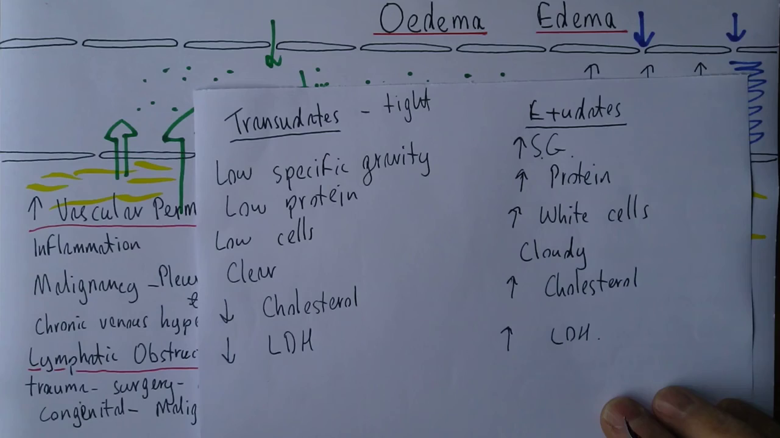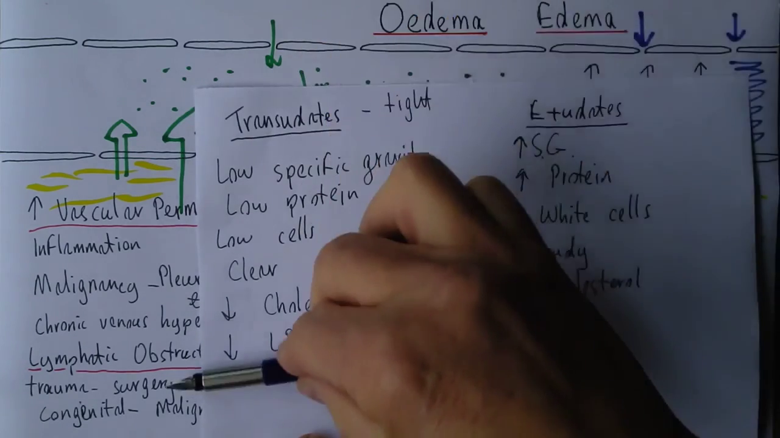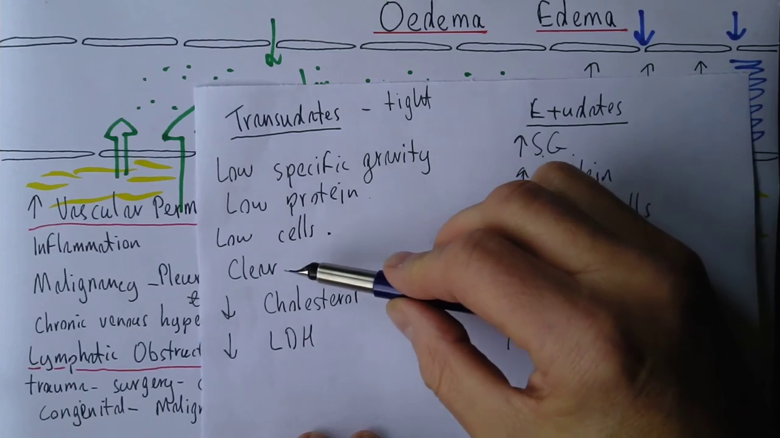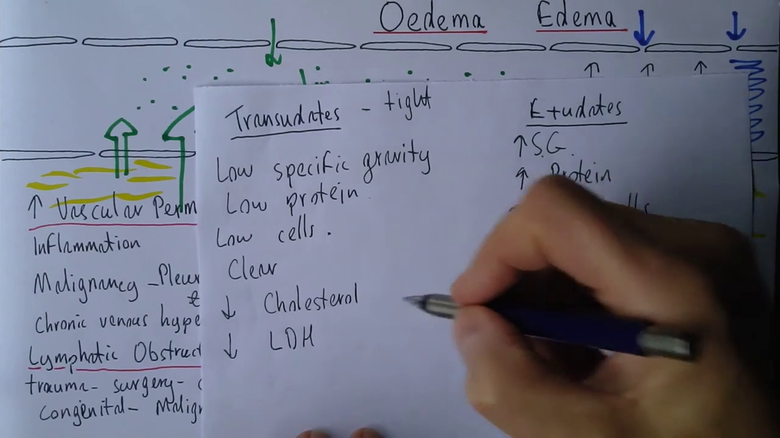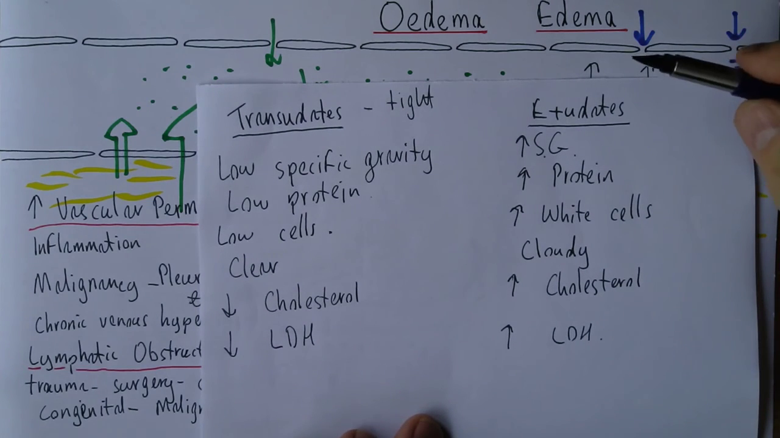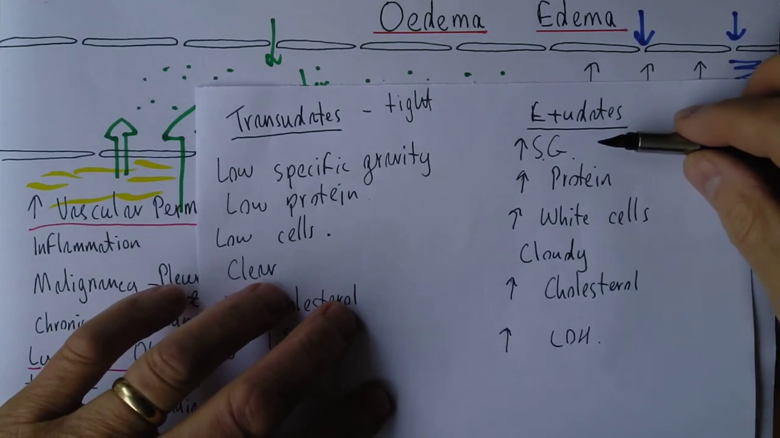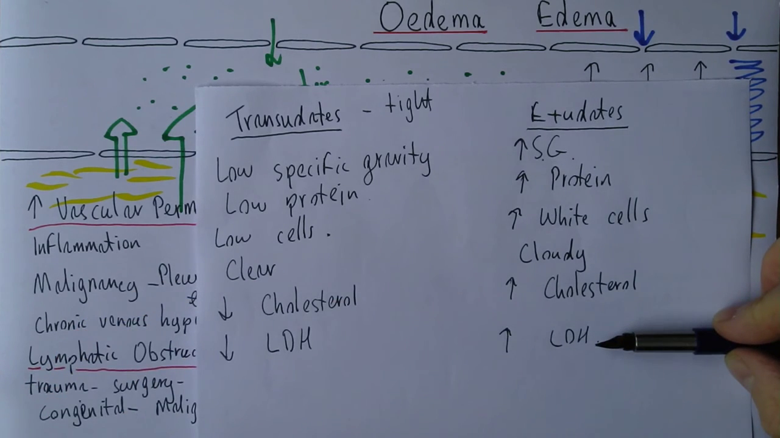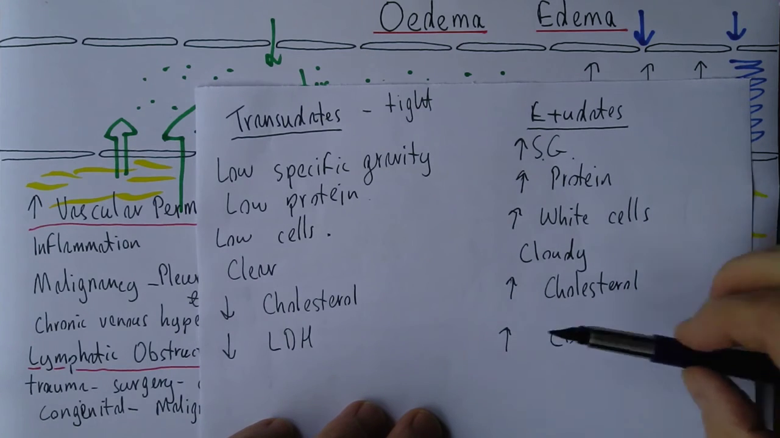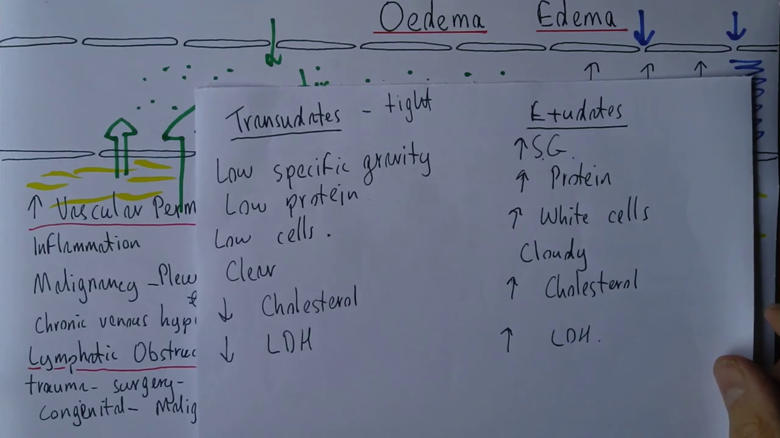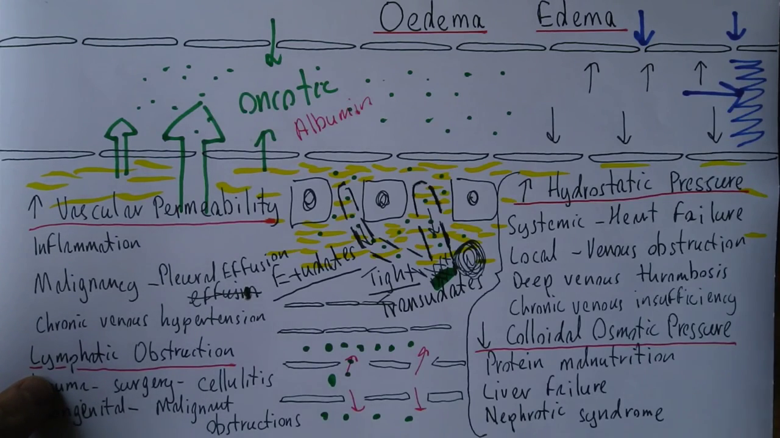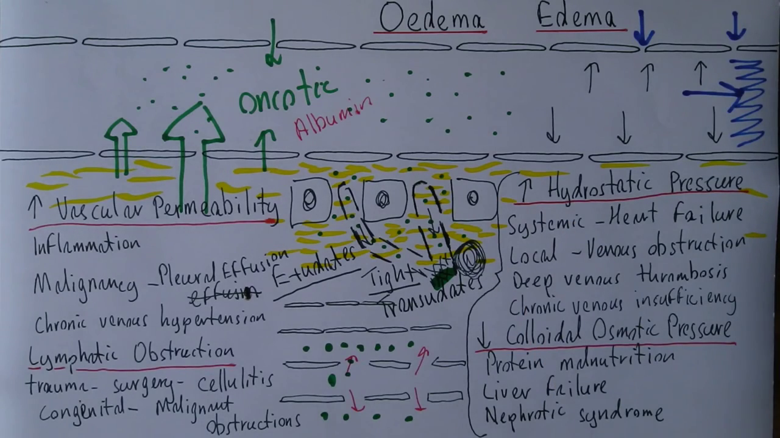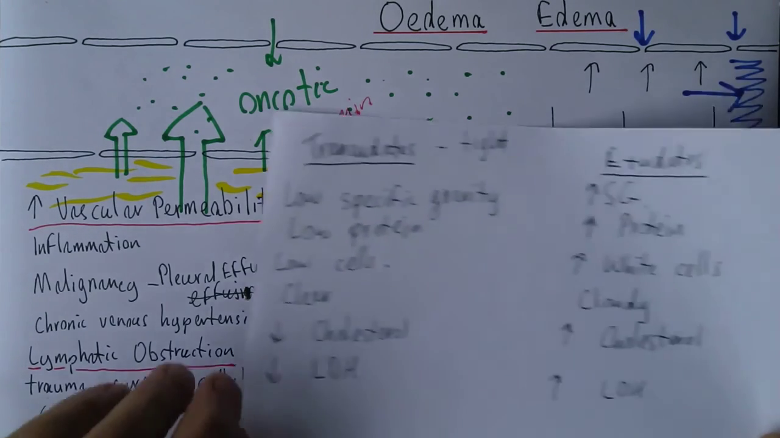So we can see these differences between the transudates, with the tight junctions and the vessels intact. Low specific gravity because the proteins are kept in, the white cells are kept in. That means it's fairly clear and other chemical components of the blood are kept in. Whereas with the exudates, because we have the increased vascular permeability usually, increased specific gravity because there's more protein, there's more white cells, that can make it cloudy and other components of the blood can escape. Plus this is sort of a localized inflammatory marker, the LDH. With the lymphatic obstruction, again, you're going to get the increased amounts of protein because the proteins aren't drained away in the lymphatic fluid.